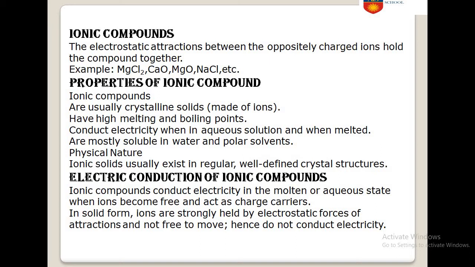Now, what are the properties of ionic compounds? Ionic compounds are usually crystalline solids. It means crystal in nature, and made up of ions. As they are made up of ions with a strong electrostatic force of attraction, they have a high melting and boiling point. Why do they have a high melting and boiling point? Because they have a strong electrostatic attraction, and to overcome this attraction, a high melting and boiling point is needed.